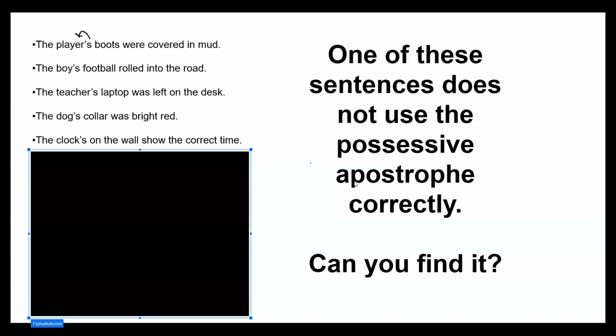So the clock's on the wall show the correct time. It's correct? I mean, no, it's incorrect. It's incorrect. Okay, right. Good. Now, how do you know it's incorrect? Because nothing belongs to the clock. Perfect. Nothing belongs to the clock. Now, if it says something like the clock's hands or the clock's tune or whatever, then we could put that apostrophe. But you're right. Nothing belongs to the clock.